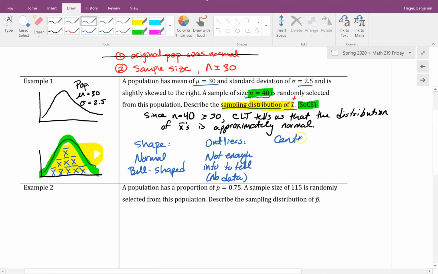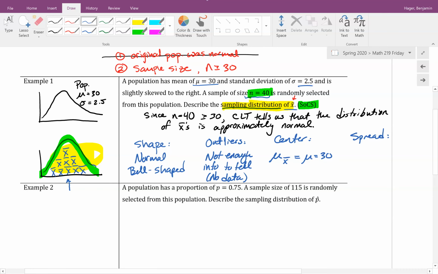Center. Again, we're talking about the center of this distribution. Where's the center of my sampling distribution? Well, if you recall, the mean of your sampling distribution, the mean of your x bars, is the same as the mean of your population, which they told us was 30. So we have a center of 30.